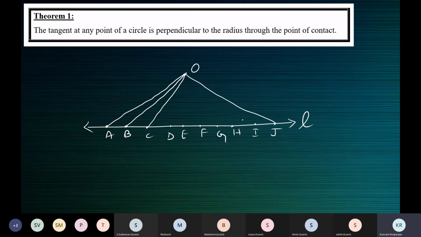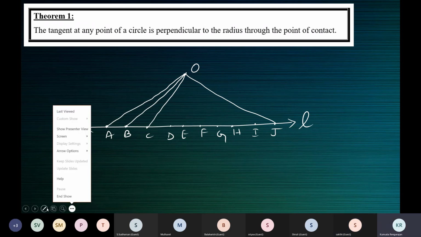They're all standing on the line L. There are some people standing on the line L, and they take different routes. All these people take different routes to reach the point O. Is my voice clear, children? Yes, ma'am.